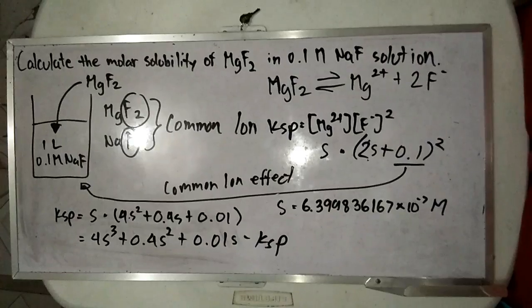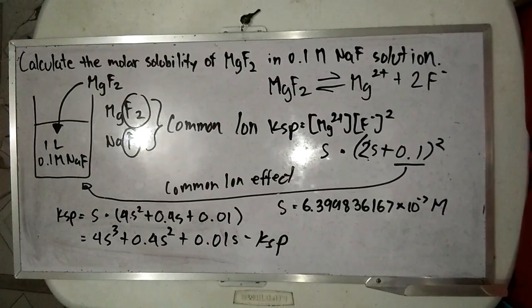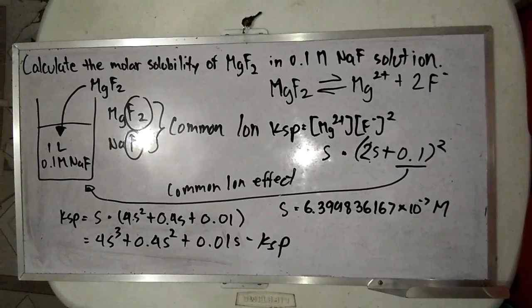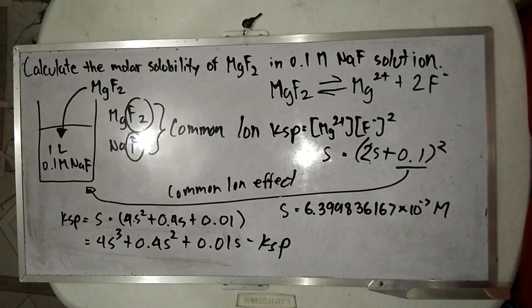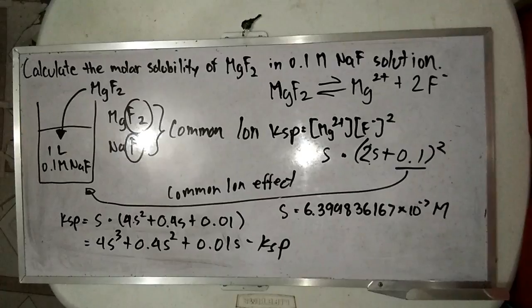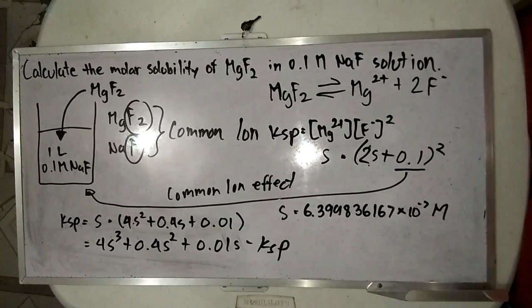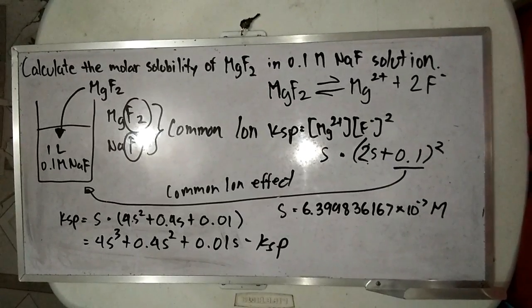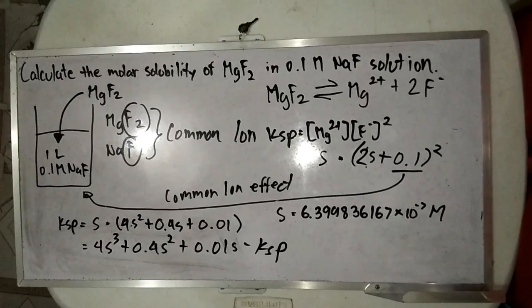And S1 would be equal to 6.394836167 times 10 raised to negative 7 M. S2 would be an imaginary number and S3 would also be an imaginary number, so I did not include them in the answer.